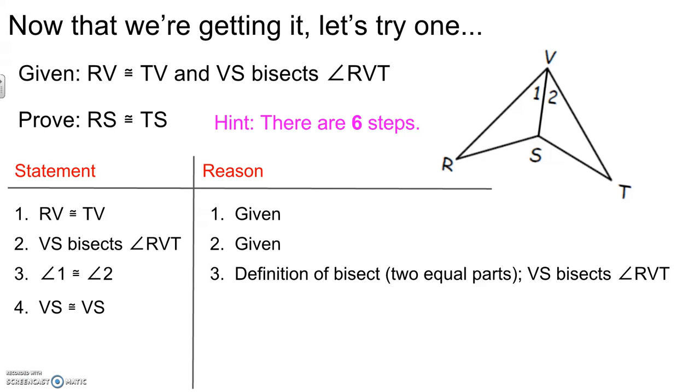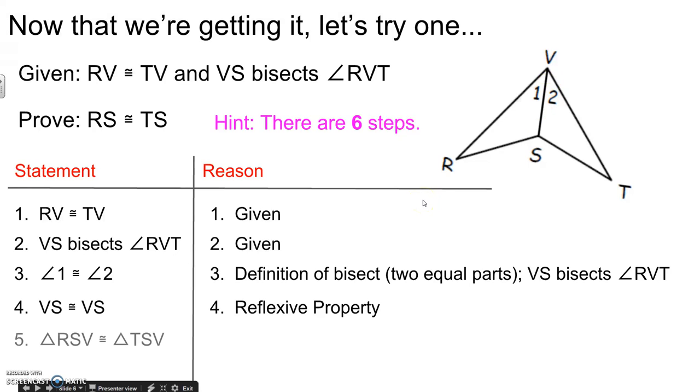VS is congruent to itself. If you recall, that would be our reflexive property. So now if you're marking up your diagram, you might have a mark over here, you might have an angle mark there, you might have another mark here showing that, and then something here, here, and here. And that would tell you that triangle RSV is congruent to triangle TSV by the side angle side postulate.